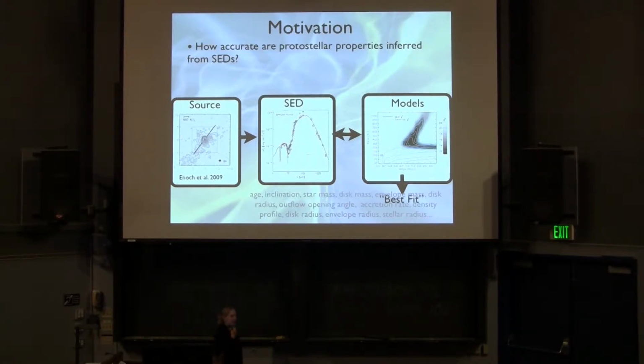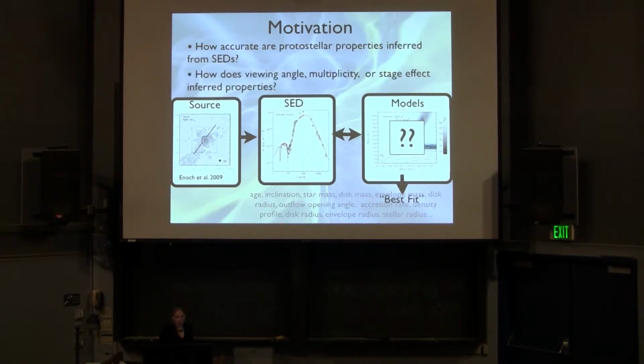Now, observationally, unless you can directly resolve some of these things, which you usually can't, you really have no way of knowing how well you're doing and how well you should believe these parameters. So the goal of this project was to use numerical simulations, follow the same procedure, and then do the second step where you can go ahead and compare with the original source property in the simulation. So then you know how well observers might be able to recover these things.